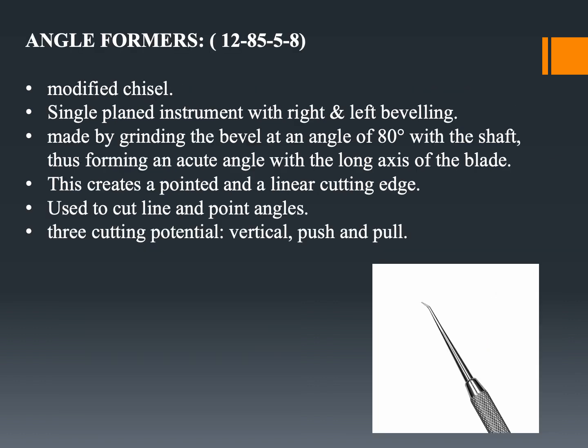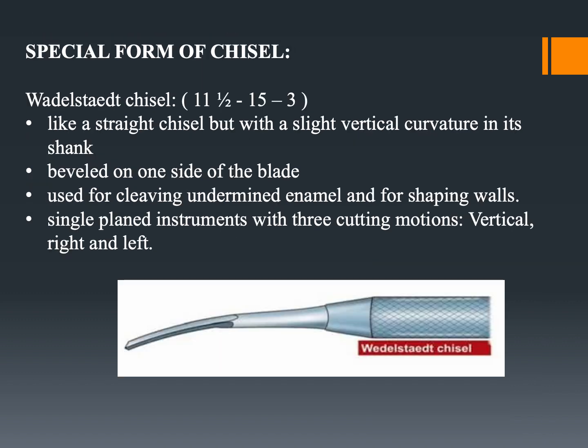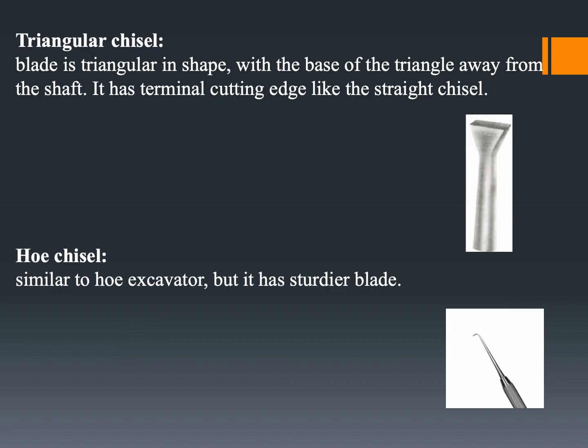Then, angle formers. Angle formers are modified chisels. So the basic cutting movement is going to be vertical, push or pull. Then comes a special form of chisel which is known as Wedelstaedt chisel. So Wedelstaedt chisel has a straight vertical curvature in the shank and it has bevel only on one side. There is another type which is known as triangular chisel. As the name suggests, it is triangular in shape. Then comes a hoe chisel which is similar to that of an excavator but has a sturdier blade when compared to that of an excavator.